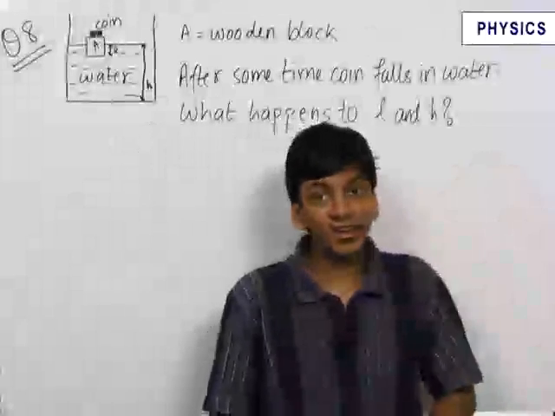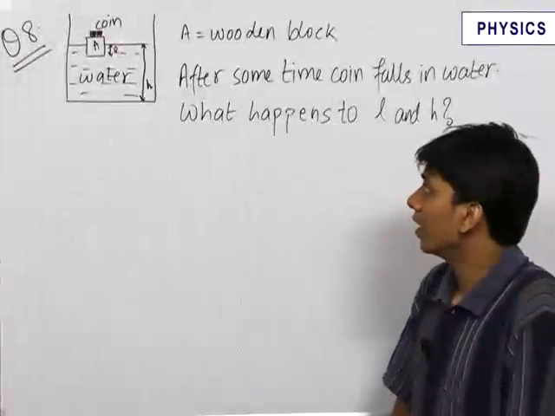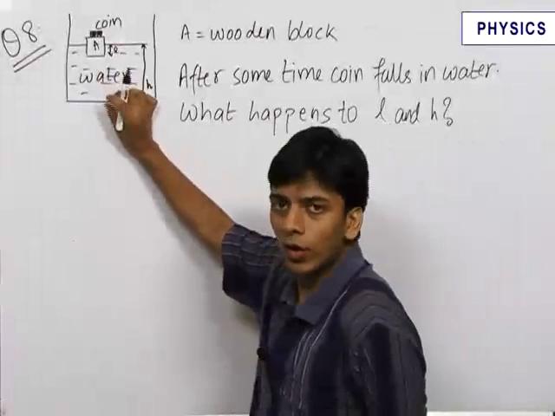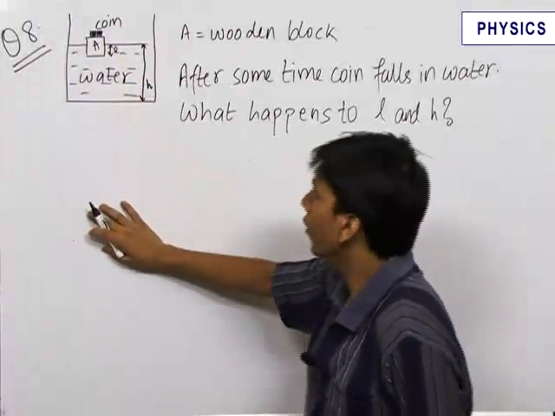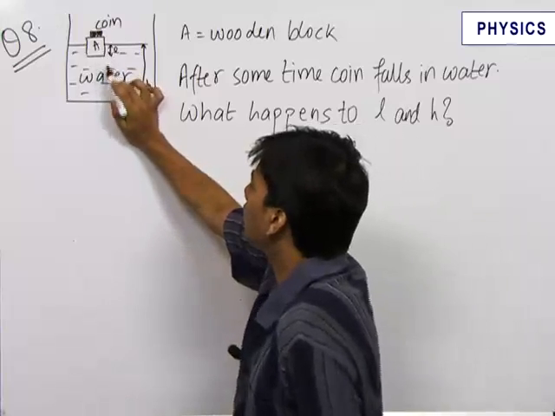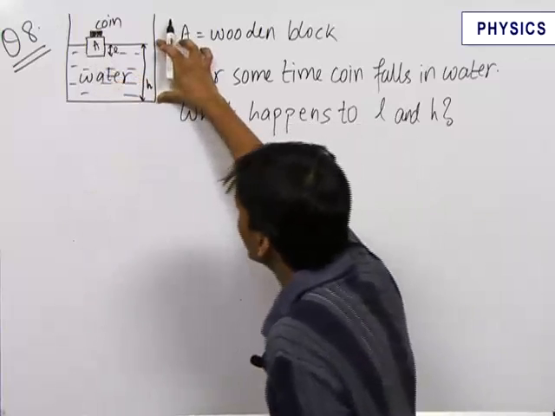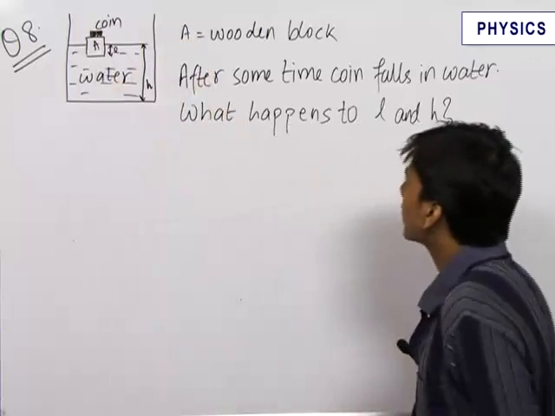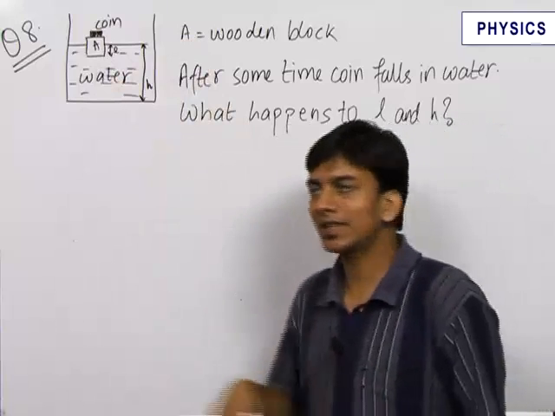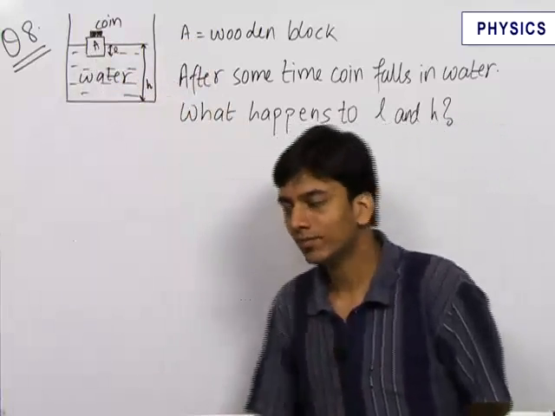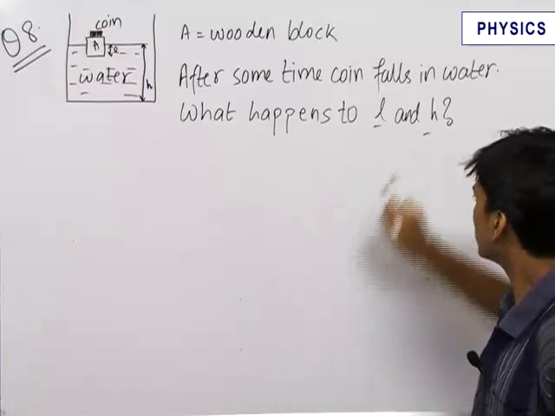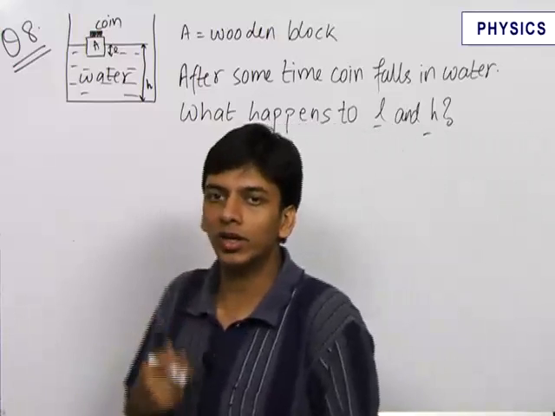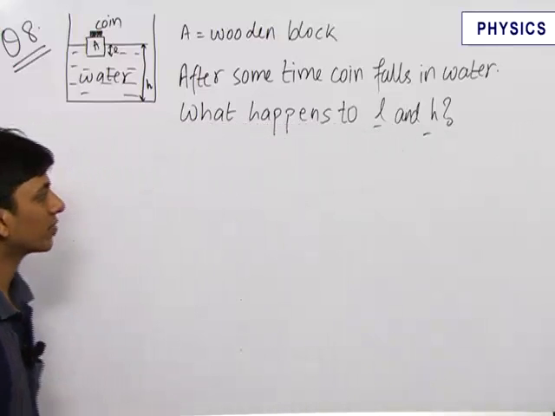Here is another really interesting question again. We have a wooden block on which a coin is kept, floating on the water initially, with a height L of the wooden block below water, and the height of the liquid initially was H. After some time, the coin falls in the water. You now need to find out what happens to L and H. That is, do they increase or do they decrease?